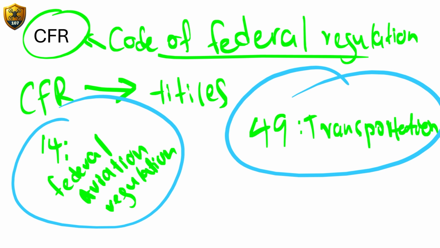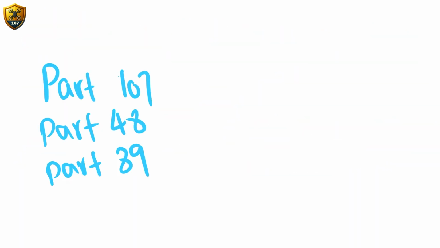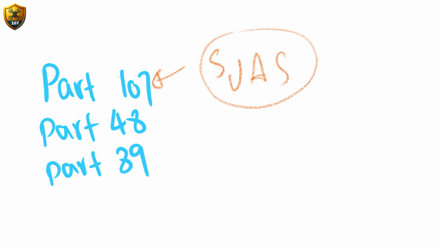So under CFR we have these two titles, right? Under these two titles we have other subdivisions as well. So first we will be going over the subdivisions for title 14. So now let's talk about under title 14 we have part 107, right? Part 107, as you know, is concerned about small unmanned aircraft systems, UAS, right? So we know that this is really important for us.